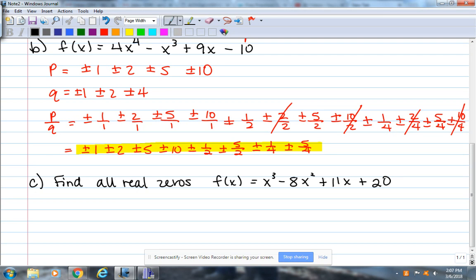Now, if they wanted the possible ones, we would do P over Q, right? And get all those numbers. But they didn't want just the possible ones. They want the ones that actually were the solutions. All right? So I'm going to tell you a little shortcut how to get the first one. And then we're going to do synthetic division to get the rest of them. Okay? Like we did yesterday. So to get the first one, we're going to use our graphing calculators.